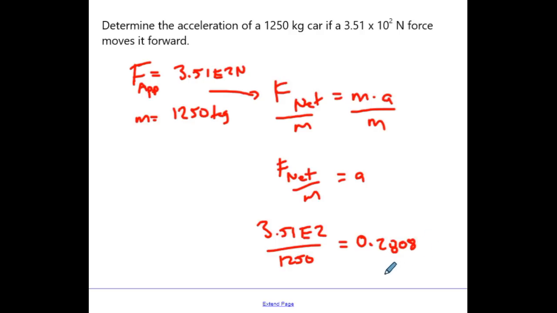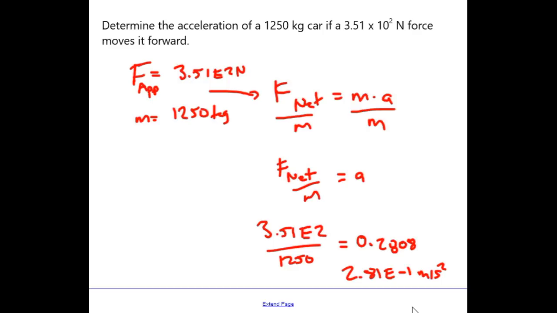And that's not the right number of sig digs, unfortunately. So let's make it 2.81 times 10 to the minus 1. And the units for acceleration are meters per second squared. So that's how fast I have the ability to accelerate this hypothetical car that got stuck in the ditch that we're trying to push out.